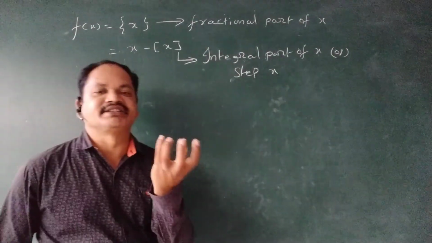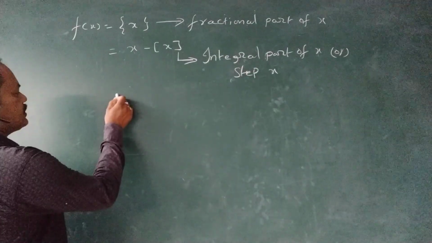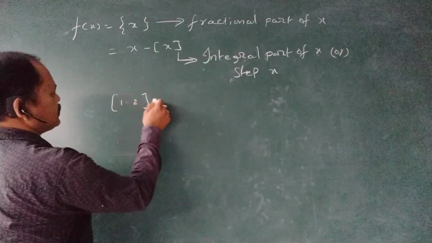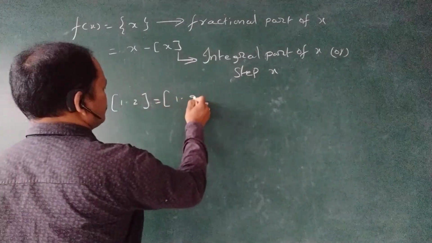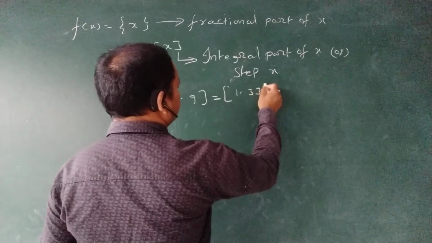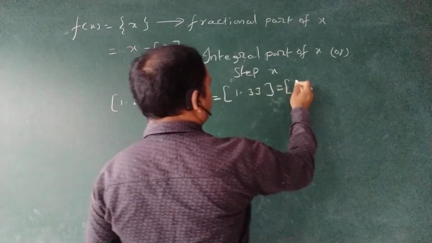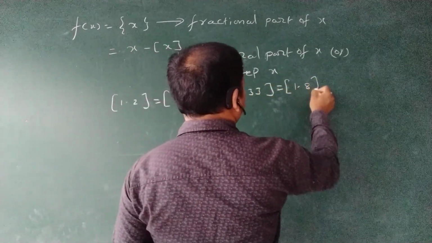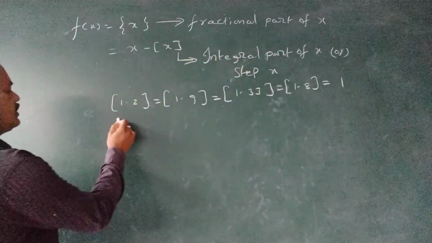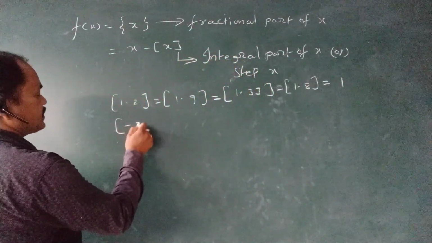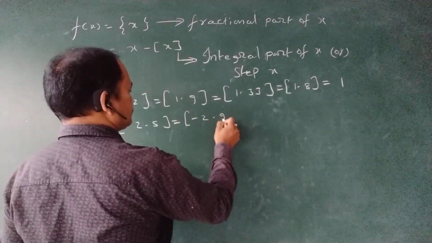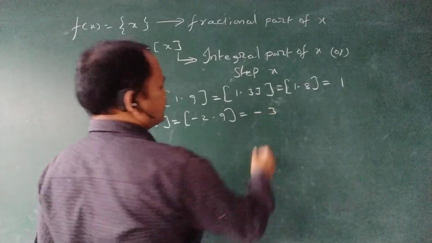gives the integer function. So that means the integral part of, or step of, 1.2 is equal to step of 1.9 is equal to step of 1.33 is equal to step of 1.8 is equal to 1. Similarly, step of minus 2.5 is equal to step of minus 2.9 is equal to minus 3.